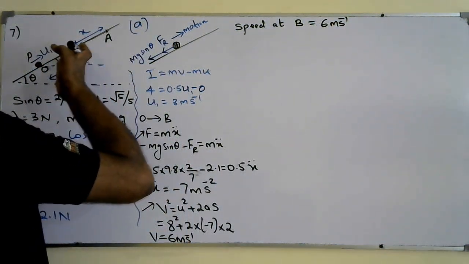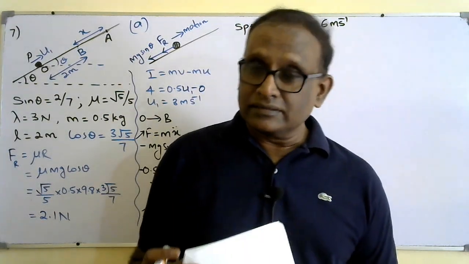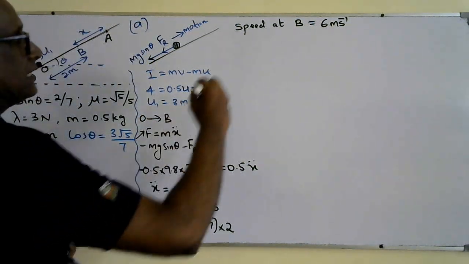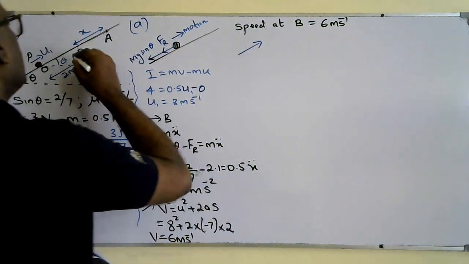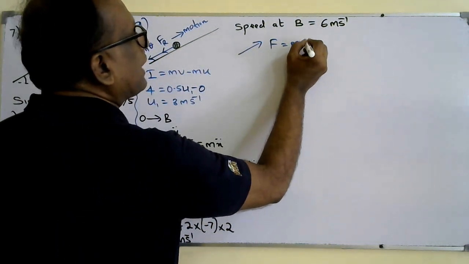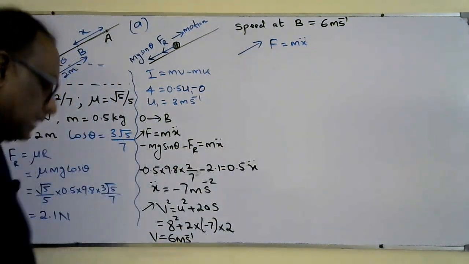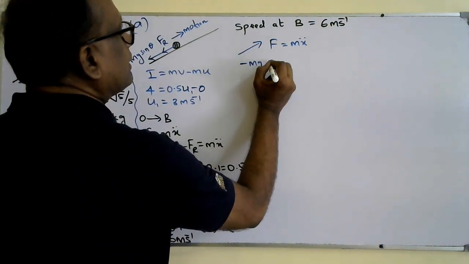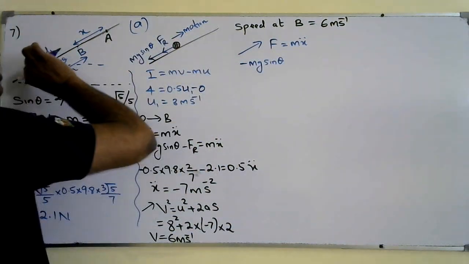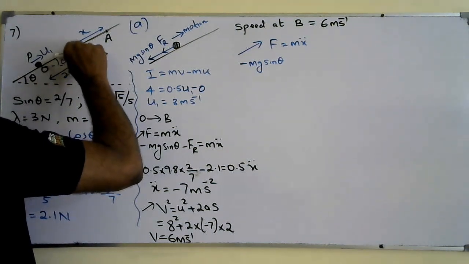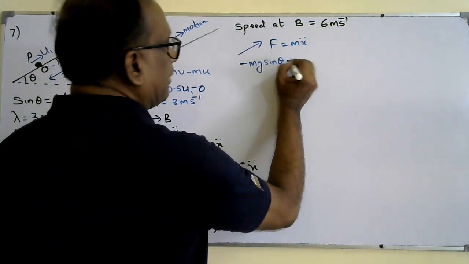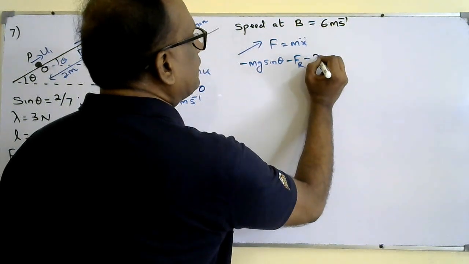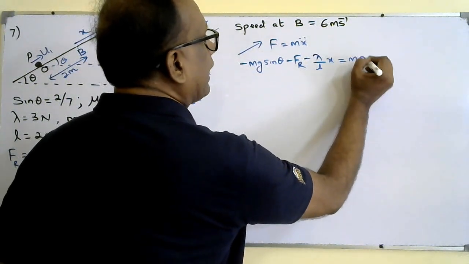Now beyond B, the deceleration or x double dot depends on x also. So now I'm going to consider the motion beyond B. For the motion from B to A, I'm going to use F equal m x double dot. The forces acting on it, we are going to write again, that is minus mg sine theta minus friction. We always write this equation along the increasing x direction. So x is increasing from B to A. So minus mg sine theta minus fr, that's the friction, minus lambda over L x equal m x double dot.